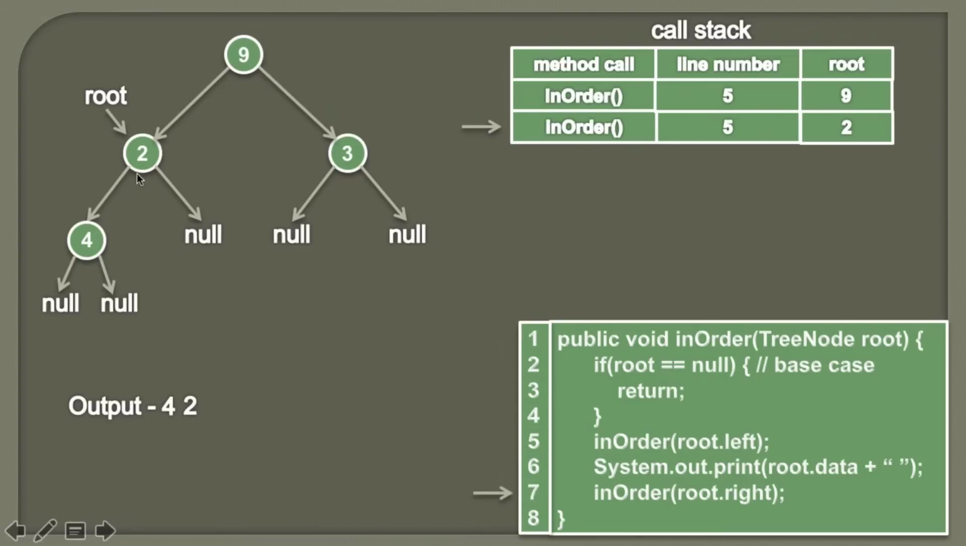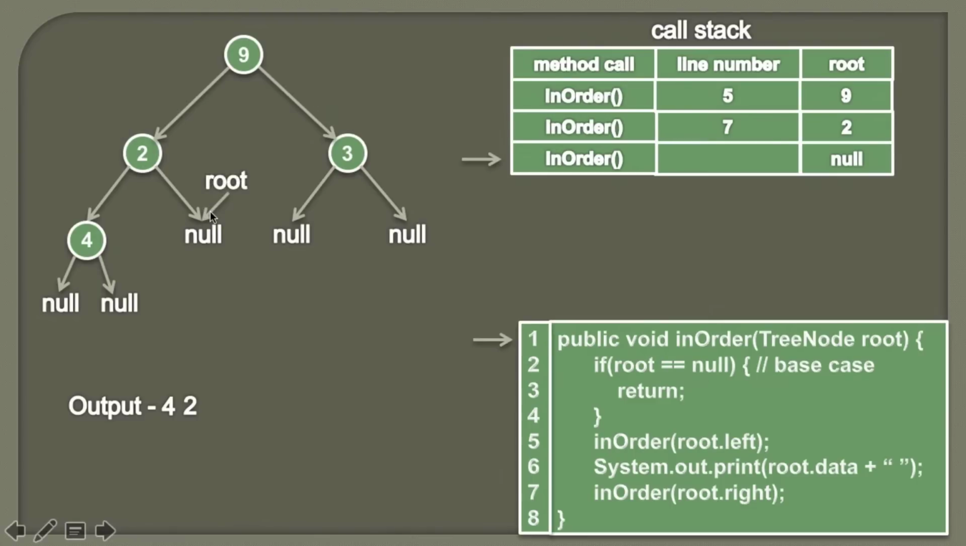And after we process the node, we know that now we have to go to its right subtree. So we again call the in-order method and we pass the root's right value, which is null. And we also know that as we are calling this in-order method, we will update the line number here. So now the execution point reaches this in-order method, and we know that there will be one more method on the call stack with a root as null. So here you can see root is pointing to node 2. So now this root will point to null, and we'll start executing this in-order method.